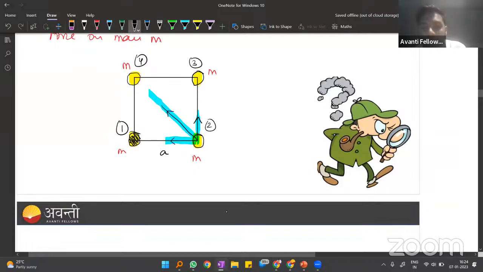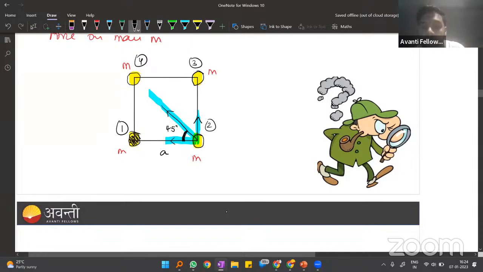Now, since this is a square, can anyone tell me what this angle is? You can tell me in the YouTube live chat. I'm listening to the chats as well. If you're on Zoom, you can reply here as well. Can you tell me what this angle is? 45 degrees is the correct answer. Very good. The whole angle is 90, and the diagonal bisects it, so 45.